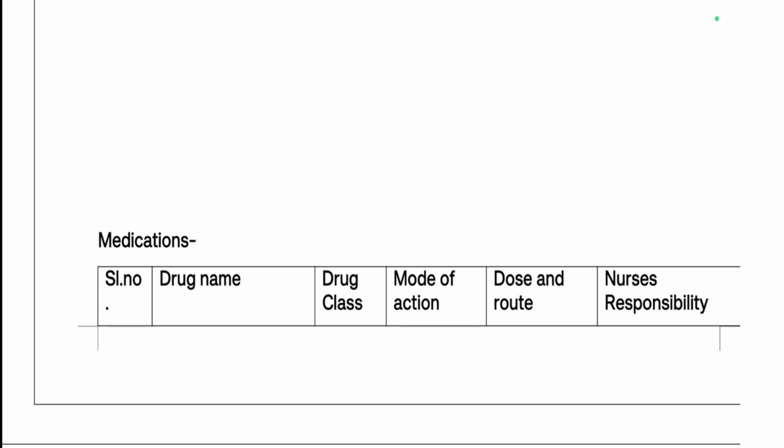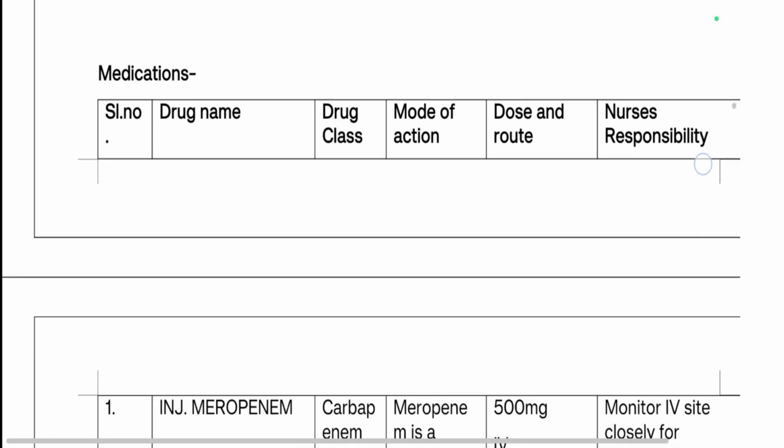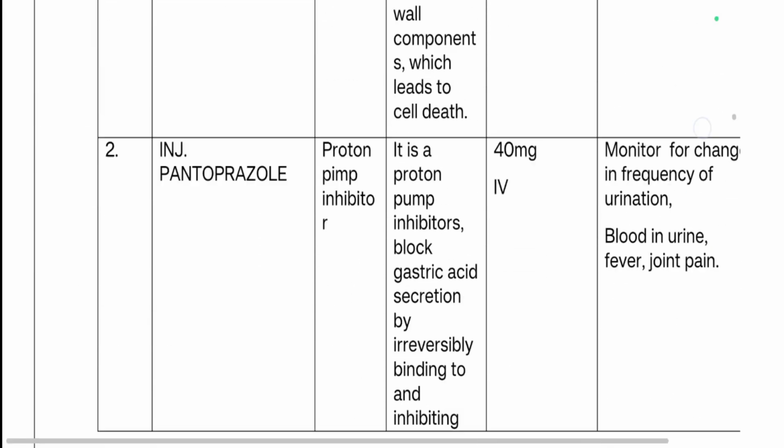In case of a case study or case presentation on pneumonia, you have to explain the medicine by the mode of action, the side effects and the nurse's responsibility. Okay.